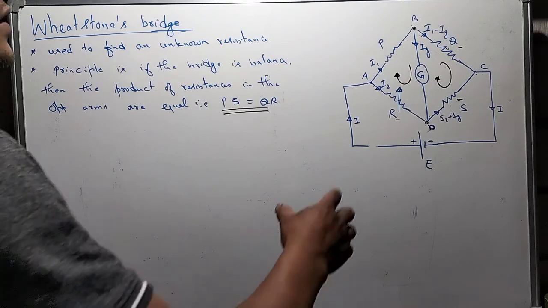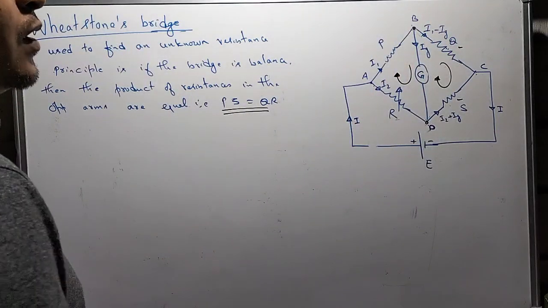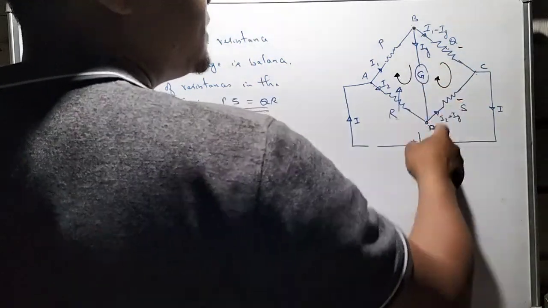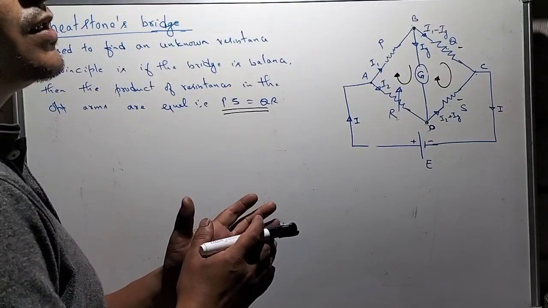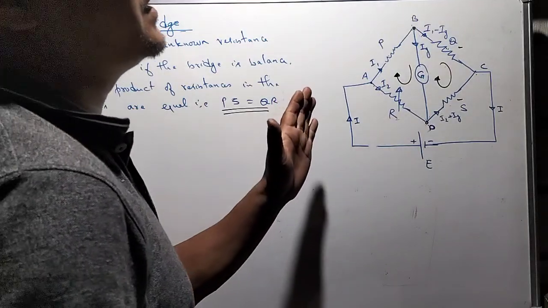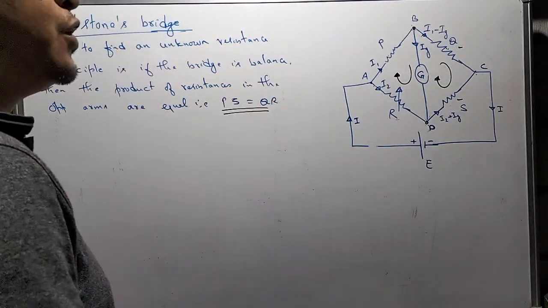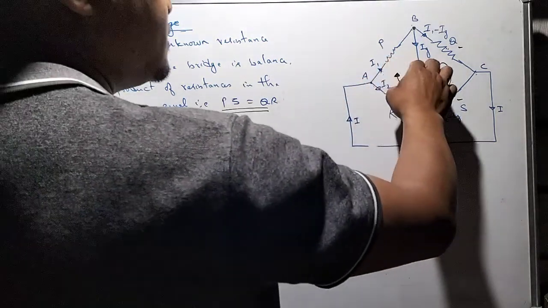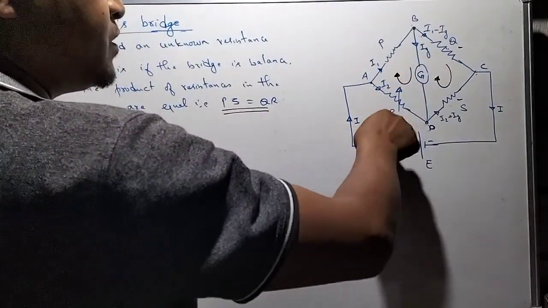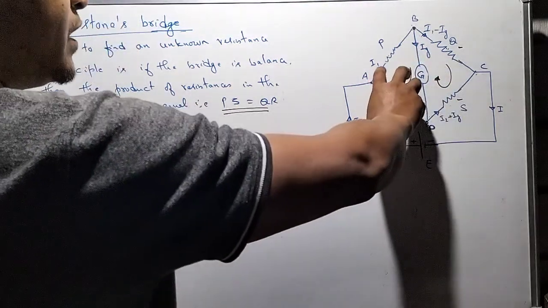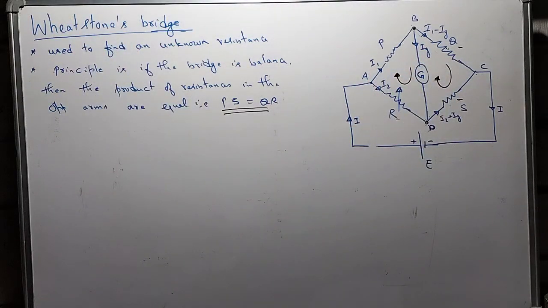Now out of these four resistances, three resistances are known. Q and S are unknown fixed resistances. Even this capital R here is known, but it is a variable resistance, which means its value can be adjusted, as we shall see later, so that the galvanometer gives zero deflection. So to get a zero deflection in the galvanometer, we have to adjust the resistance capital R.